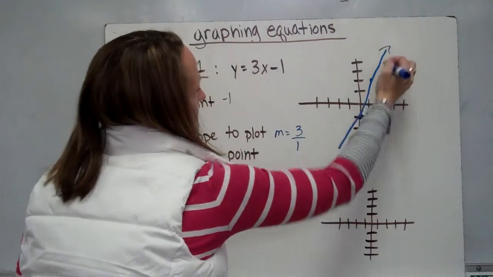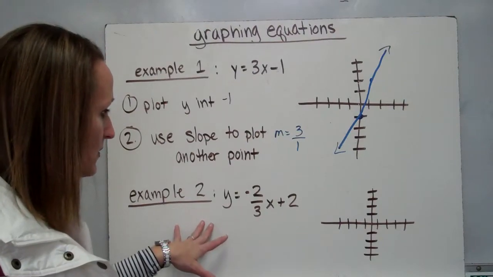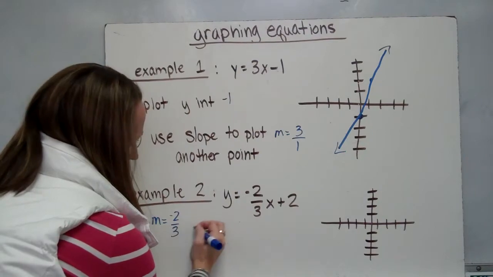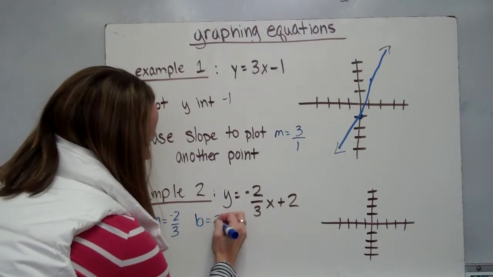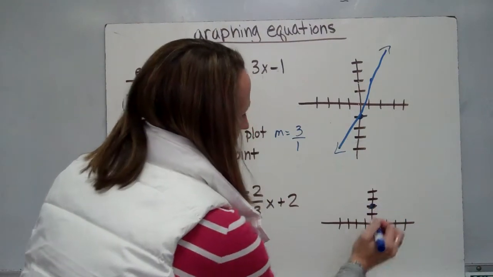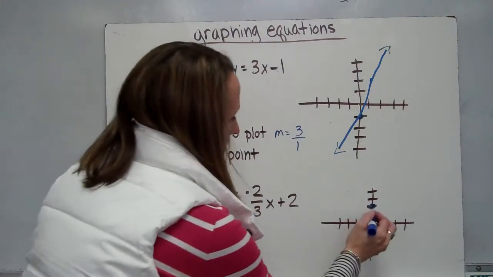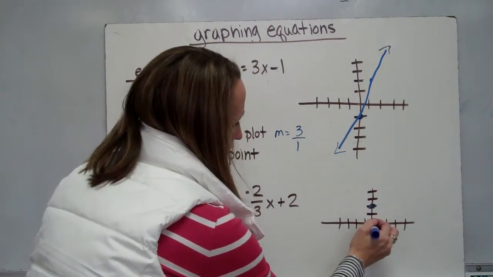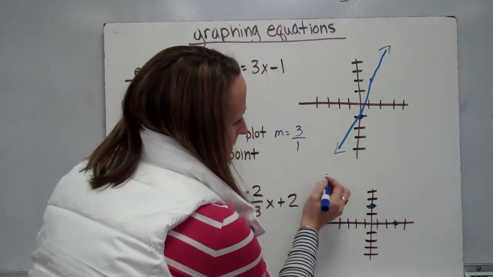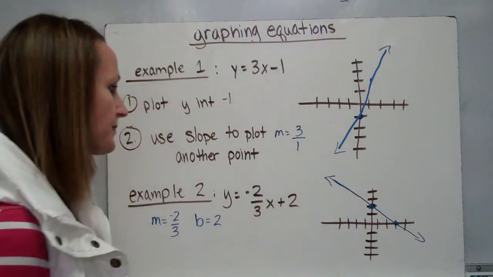Now I can draw a line. Not the best, but there's my line. Okay, so let's try another one. This time I have a slope of -2/3, and my y-intercept is +2. So I'm going to come up here to +2, make my dot. Now, down 2 and over 3. So down 2 and over 3, 1, 2, 3. And there's my other line.